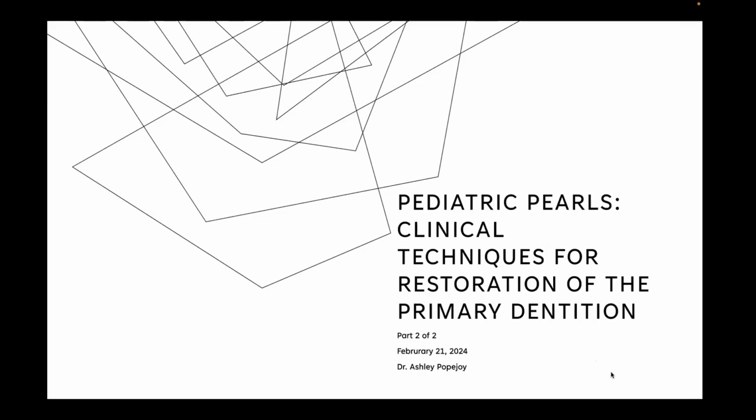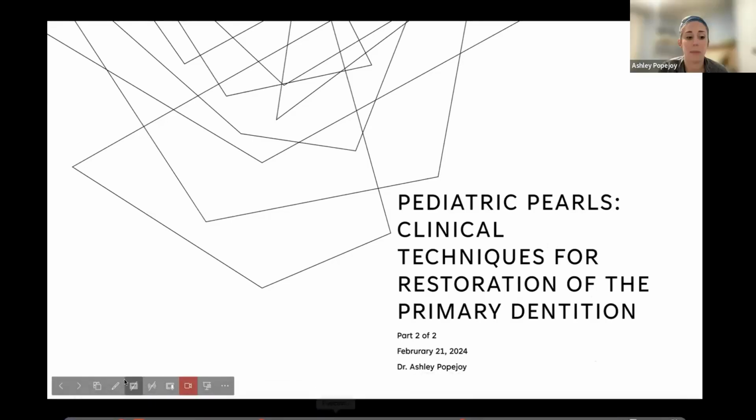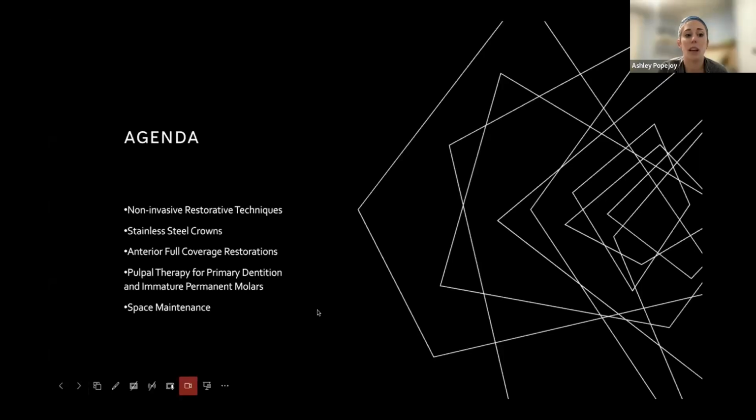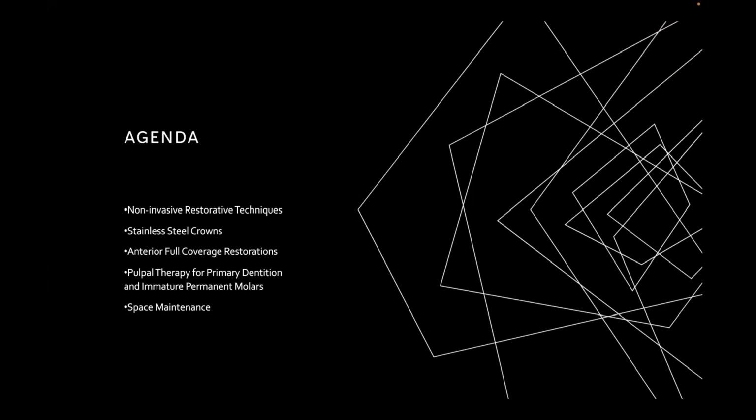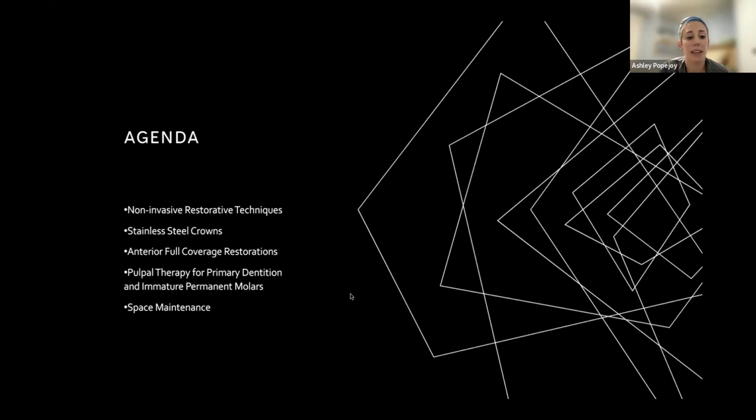Specifically, the things that we are going to be talking about include non-invasive restorative techniques, also preparation of traditional stainless steel crowns, anterior full coverage restorations, including traditional new smiles as well as zirconia crowns. We are also going to talk about pulpal therapy for primary dentition and immature permanent molars and space maintenance.